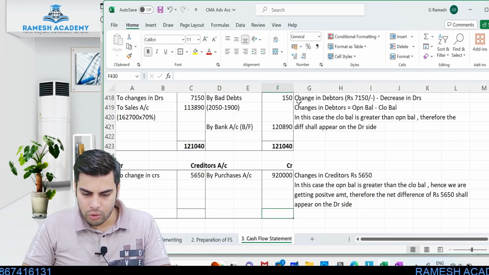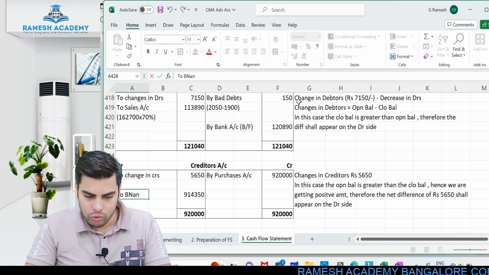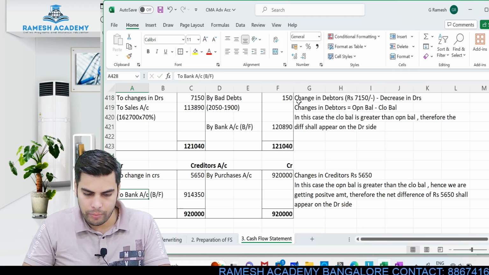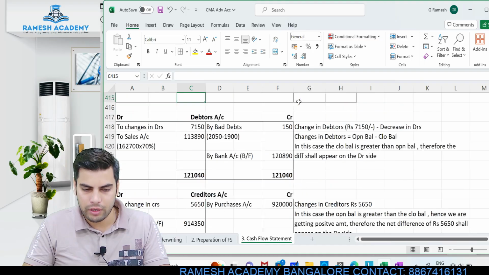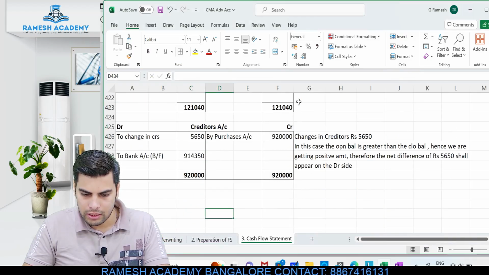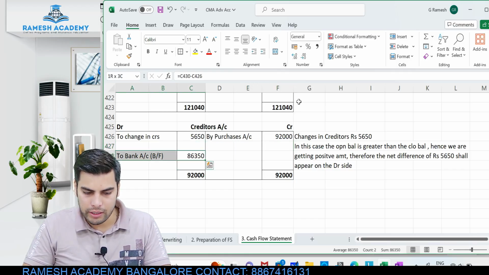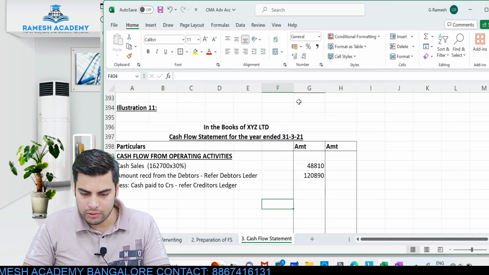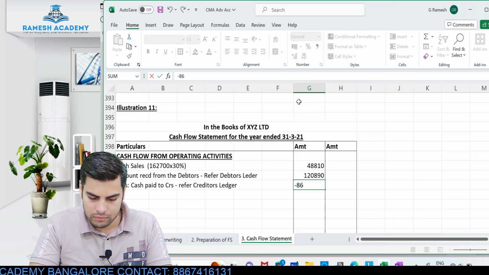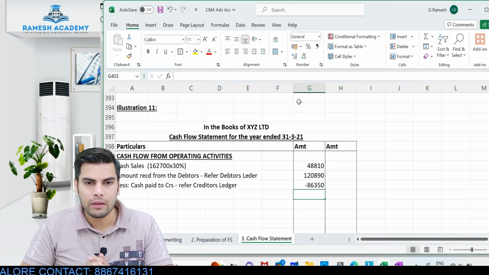Once you are done with this, do we have anything else? Nothing, right? So you can just close this particular account in order to find out what exactly is the amount we paid. So 92,000 minus 5,650 to bank account. This would be the balancing figure, the amount we paid to the creditors. This is not 9, this is 92,000, right? So this would be the amount which is paid to the creditors, 86,350. As this is outflow, I'm writing it as a negative amount. This is the amount which is actually paid to the creditors.